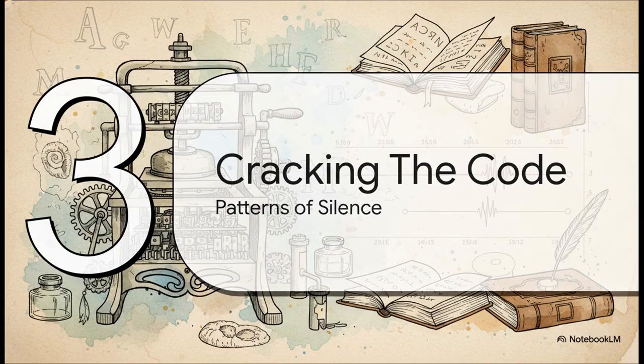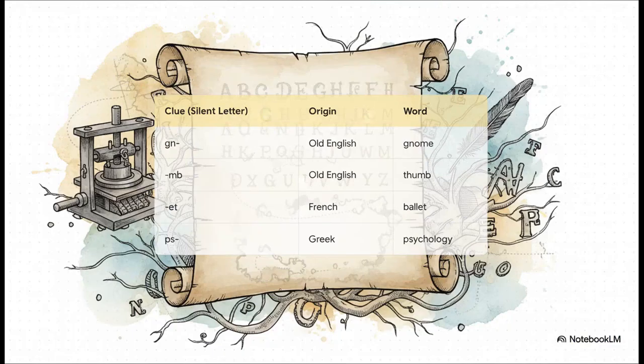So, knowing all this history, we can actually start to crack the code. These silent letters, they're not random at all. They follow really specific patterns based on where a word came from. Check this out. It's almost like a Rosetta Stone for silent letters.